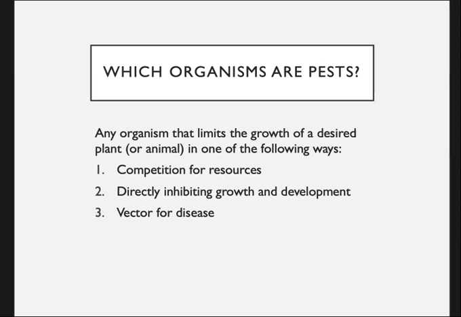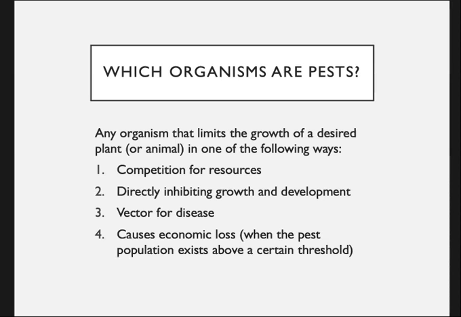Another example would be if that organism carries a disease. So it's a vector for disease pathogens. Many insect pests are good vectors for disease. And organisms that exist at a level to cause economic losses are also those that are considered pests.